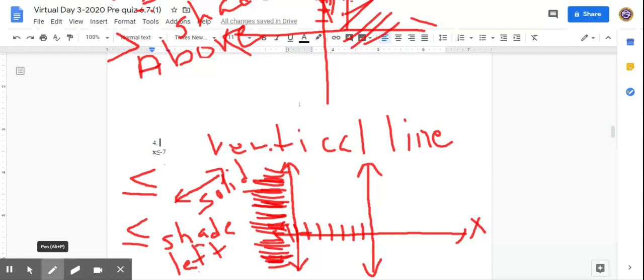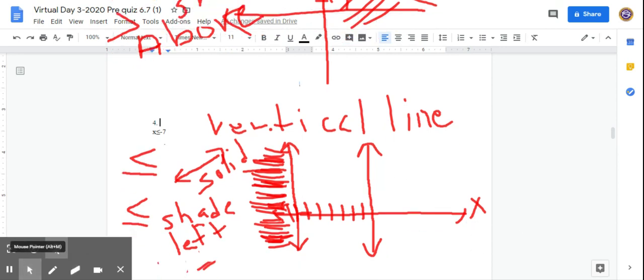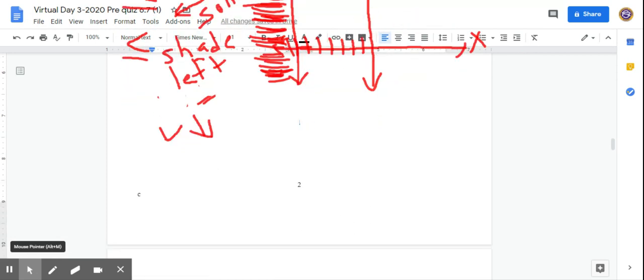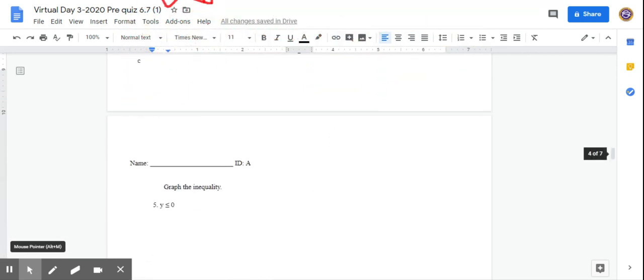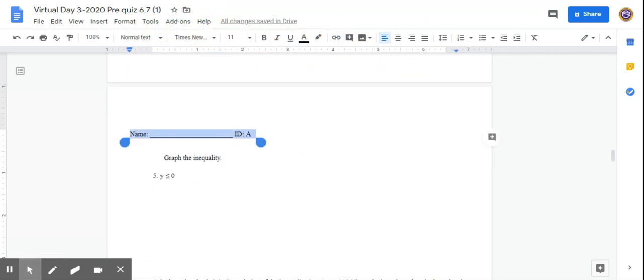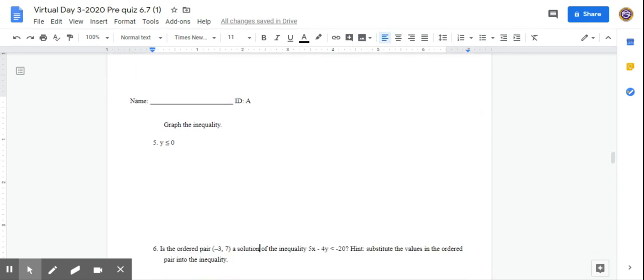Okay. Number 5, oh, here we go. Number 5 is y is less than or equal to 0. All right. So again, ding, ding, ding. There's only a y. What does that mean? That means horizontal line.